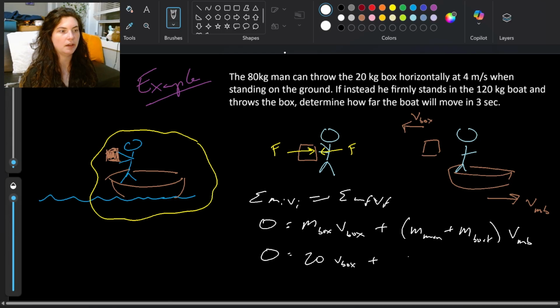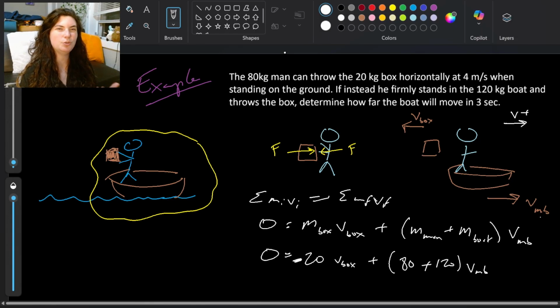I'm going to say that I made my mistake and I didn't say which direction was positive. I'm going to say my velocity is positive to the right, which means actually this should be a negative 20 times the velocity of the box, because that velocity of the box is in the negative direction. So negative 20 times the velocity of the box plus mass of my man is 80 kilograms plus mass of the boat is 120 kilograms times the velocity of the man-box combo.